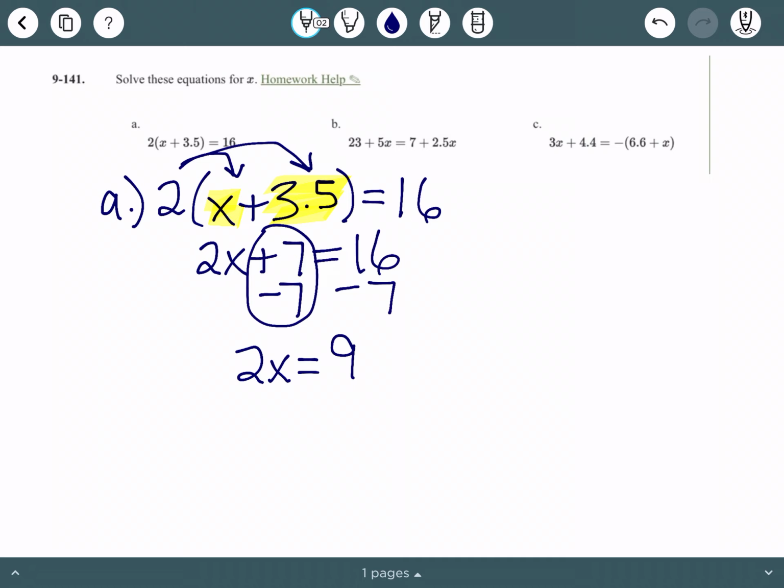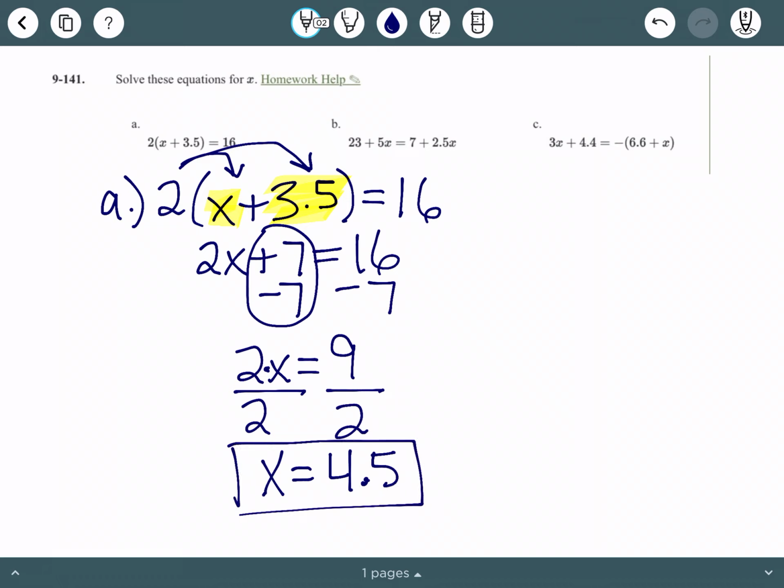And then just to get that x by itself, remember, that is a 2 times x. So to undo that multiplication, we will divide by 2. And do the same on the other side. So a 2x divided by 2 gives me a 1x, or just x. And 9 divided by 2 gives me 4.5. All right, so in this case, x equals 4.5.